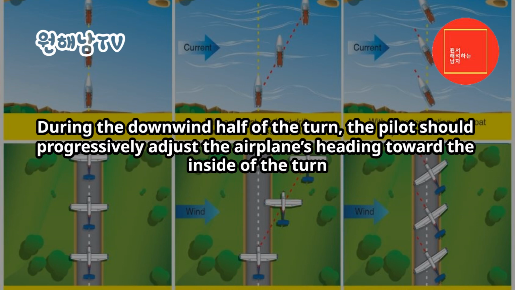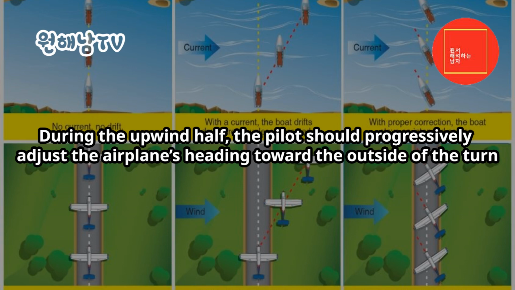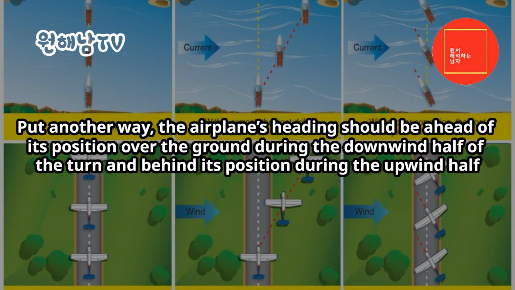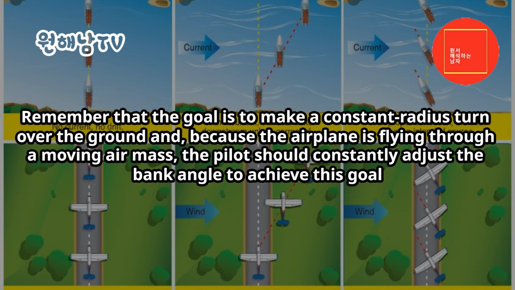During the downwind half of the turn, the pilot should progressively adjust the airplane's heading toward the inside of the turn. During the upwind half, the pilot should progressively adjust the airplane's heading toward the outside of the turn. Put another way, the airplane's heading should be ahead of its position over the ground during the downwind half of the turn and behind its position during the upwind half. Remember that the goal is to make a constant radius turn over the ground and, because the airplane is flying through a moving air mass, the pilot should constantly adjust the bank angle to achieve this goal.